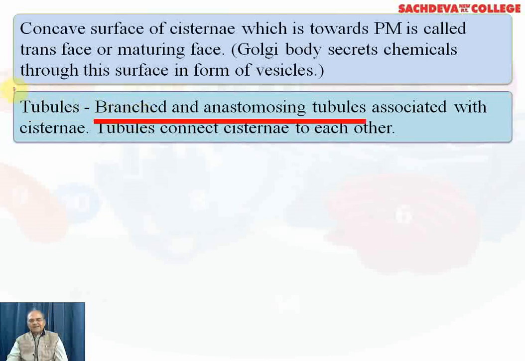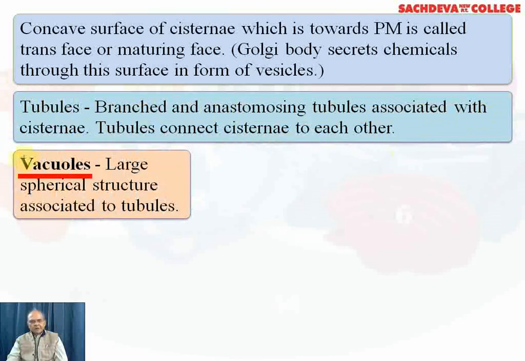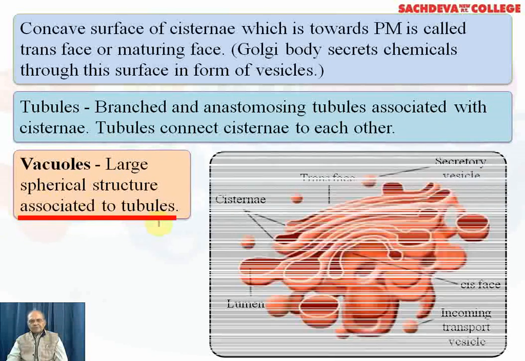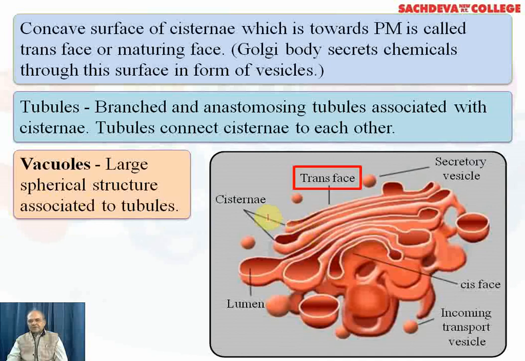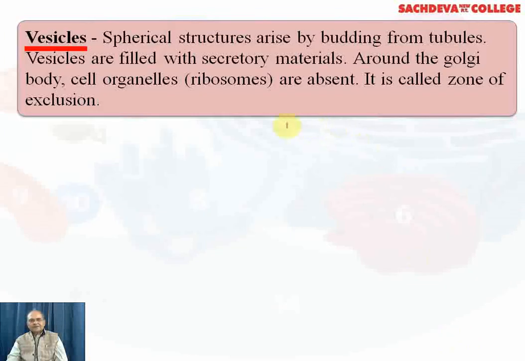Tubules: branched and anastomosing tubules associated with cisternae. Tubules connect cisternae to each other. Vacuoles: large spherical structures associated with tubules. Now here you can see the trans phase, then you can see the cis phase, secretory vesicles, and the incoming transport vesicles, lumen. Vesicles: spherical structures arising by budding from tubules. Vesicles are filled with secretory material.